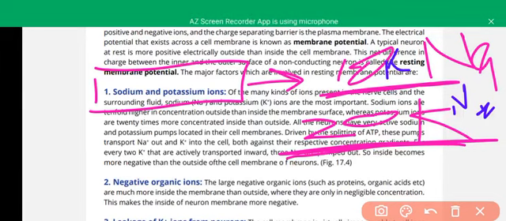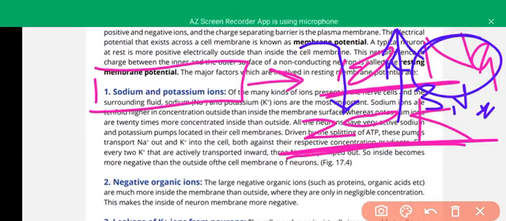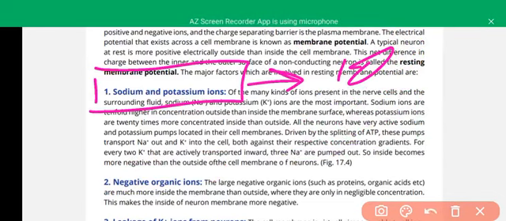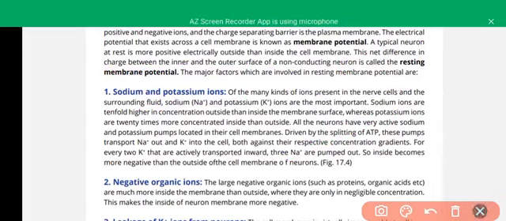It pumps 2 potassium inside and 3 sodium outside, and as 3 sodium goes out of the membrane, the outside of the membrane becomes more positive and the inside becomes more negative. There are also negative organic ions, like organic acids and proteins, that are more inside than outside, so the inside becomes more negative. It is the other cause.